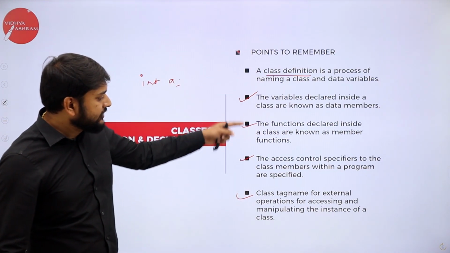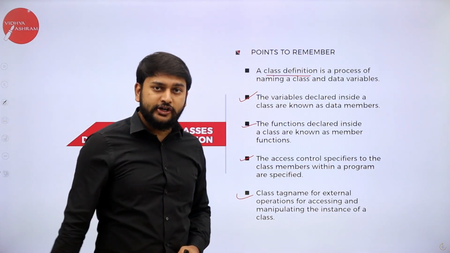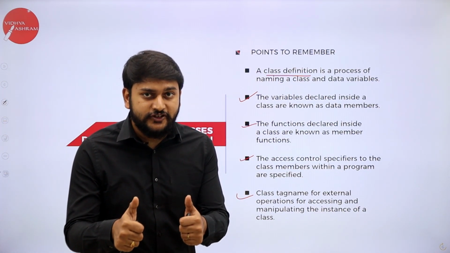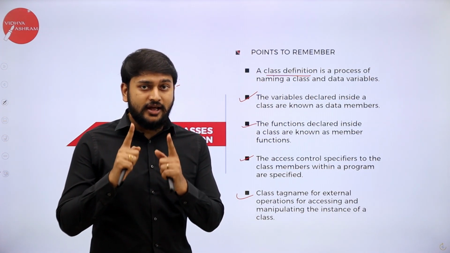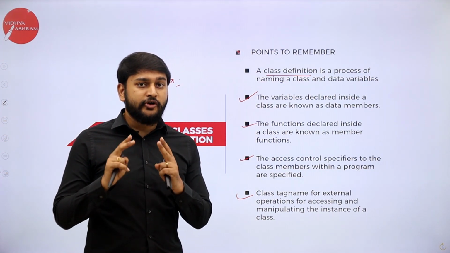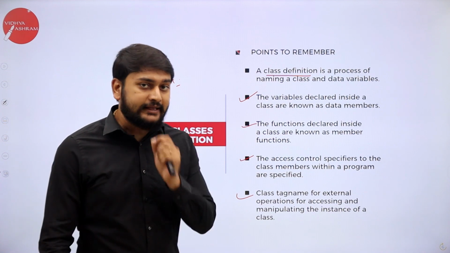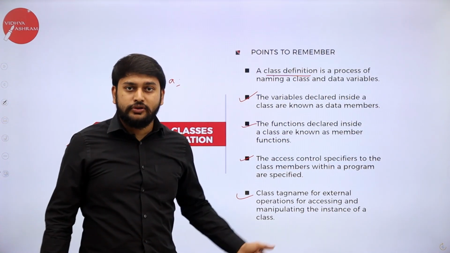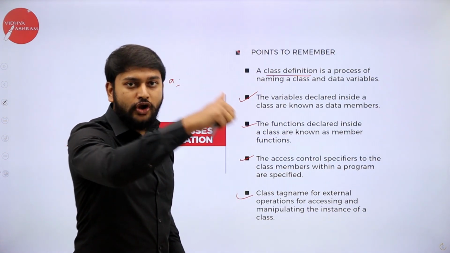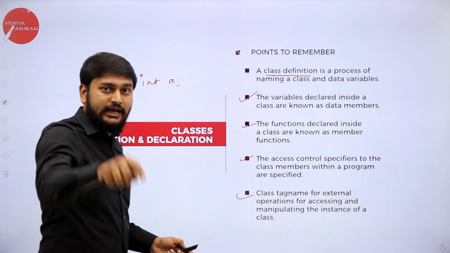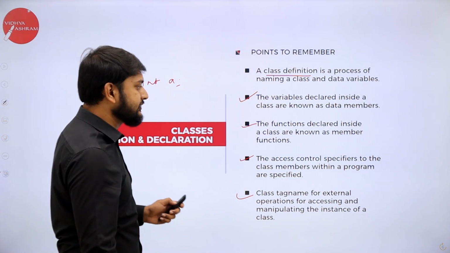Remember, I have discussed these many points. The first point is the class definition. The second is all about the data member. The third is all about the member function. The fourth is all about the access specifier. And the last one is all about the tag name. So moving on to the next slide to discuss in detail the general structure of a class.